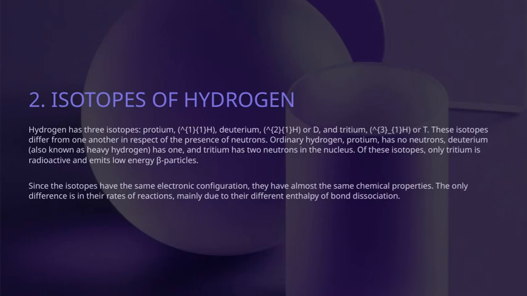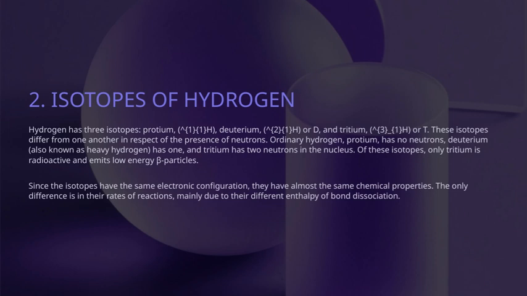Since isotopes have the same electronic configuration, they exhibit almost identical chemical properties. The main difference between them lies in their reaction rates, which are primarily influenced by their bond dissociation enthalpies. Let's focus on hydrogen, which has 3 isotopes: protium, deuterium, and tritium.